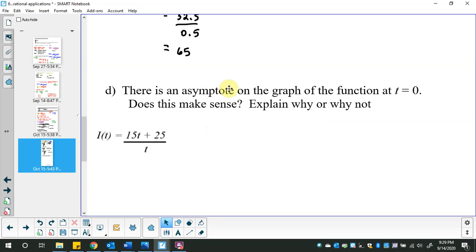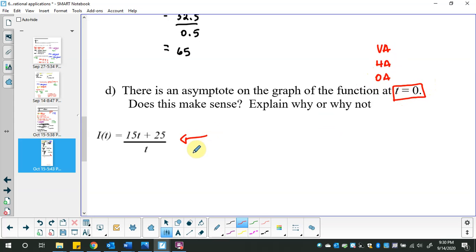It says, there is an asymptote on the graph of the function at t equals 0. I have not told you what kind of asymptote it is. So you actually have three choices: vertical asymptotes, horizontal asymptotes, or oblique asymptotes. Given this information and the equation, you should be able to figure out what kind of asymptote it is. And the answer, in case it's not obvious to you, is a vertical asymptote.